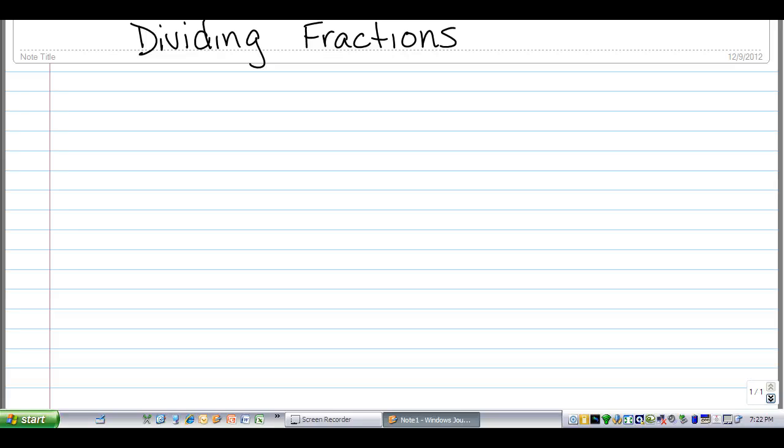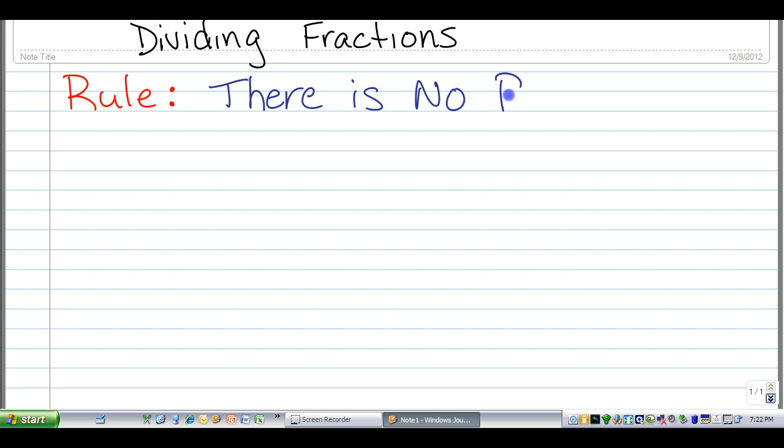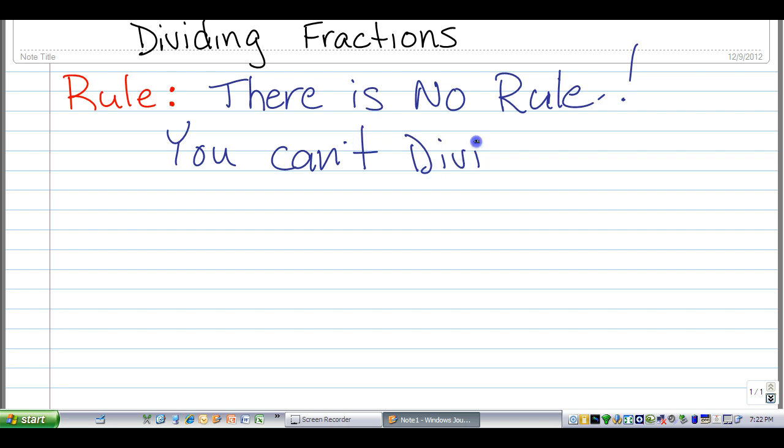Dividing fractions. All right, so let's start off with the rule because it's important to understand the rules. So here is the rule when dividing fractions. All right, the rule is there is no rule. Oh no, we've been here before, right? The reason why there is no rule is because you can't divide fractions.